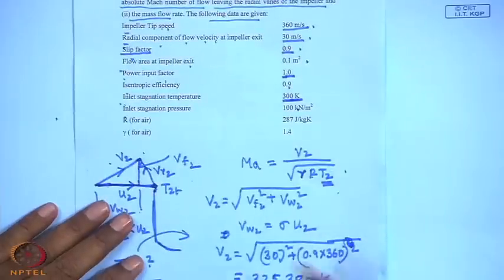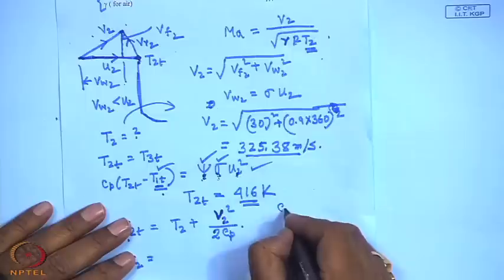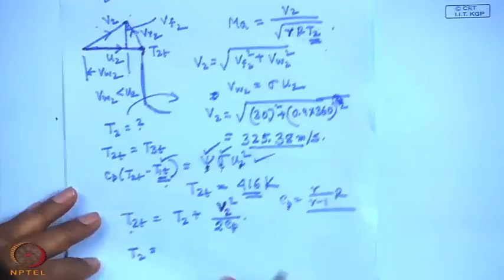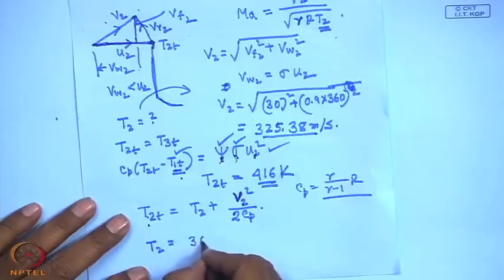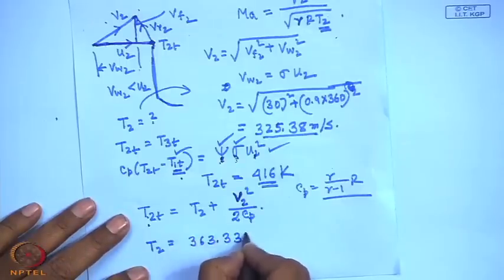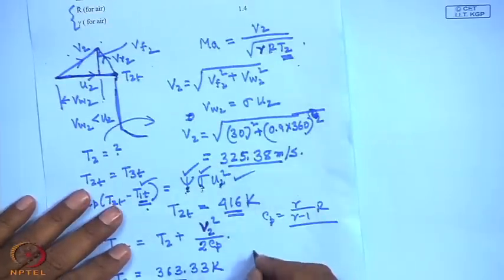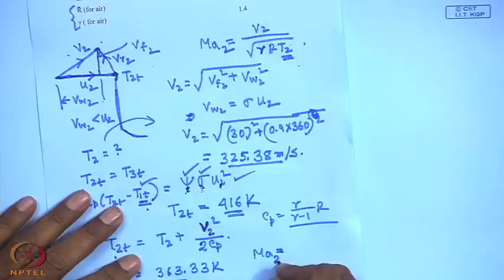The value of Cp has to be found out from R and gamma, which you have read at school level, that the specific heat at constant pressure is gamma by gamma minus 1 into R. So, you know the Cp. Therefore, from here you can find out the static temperature as 363.33 K. Everything is known. When we substitute the static temperature here, we get the Mach number 2, the 2 suffix I am using, equals 0.85.